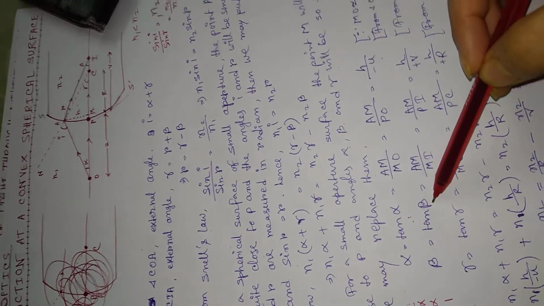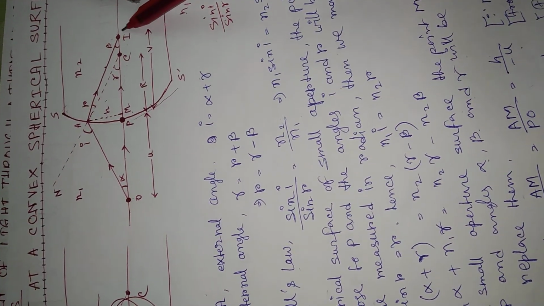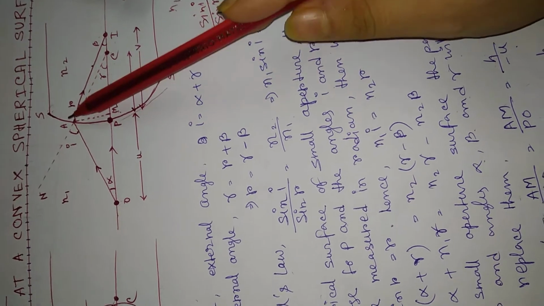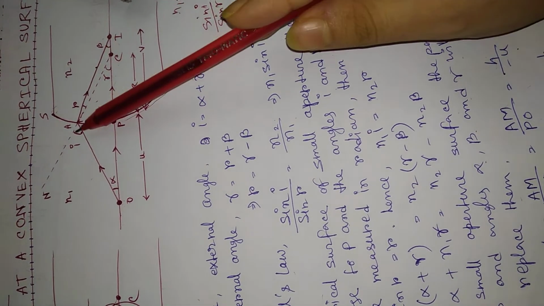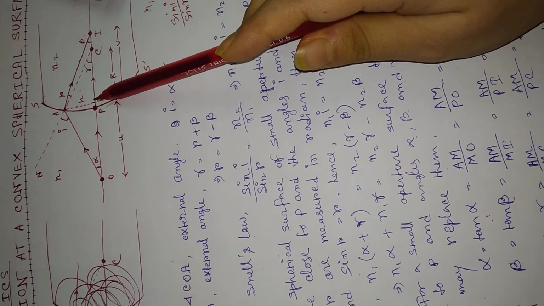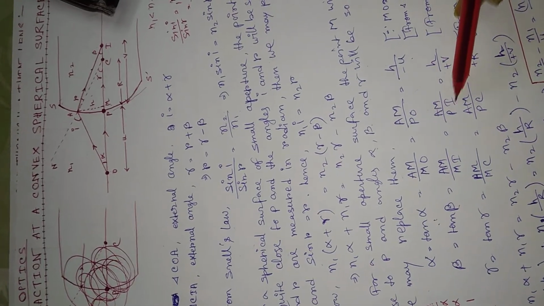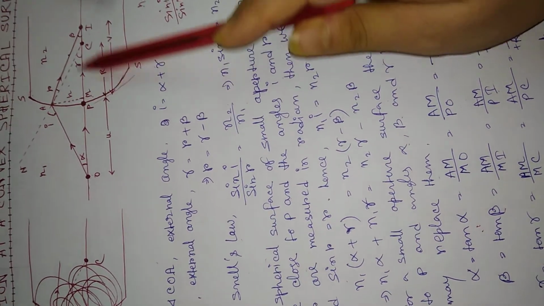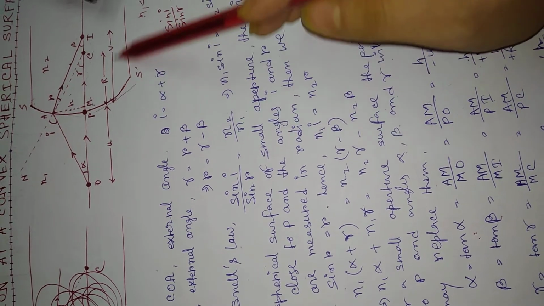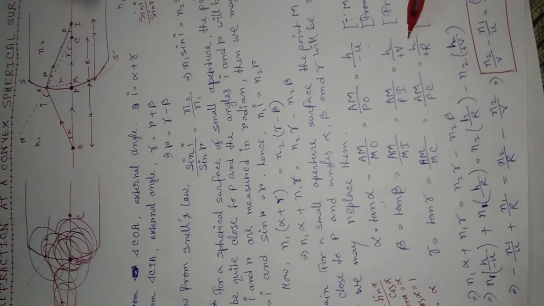Next, tan beta. Just look at this right angle triangle AMI. From the right angle triangle AMI, tan beta equals AM perpendicular by MI, so AM by MI. Now we know these two points are very close to each other, which means we can replace MI by PI. So ultimately we get beta equals AM by PI. Now AM equals H and PI represents the image distance, and this is positive because this is along the direction of light. So we should take plus V.